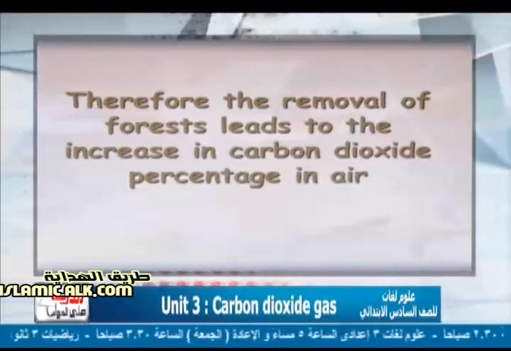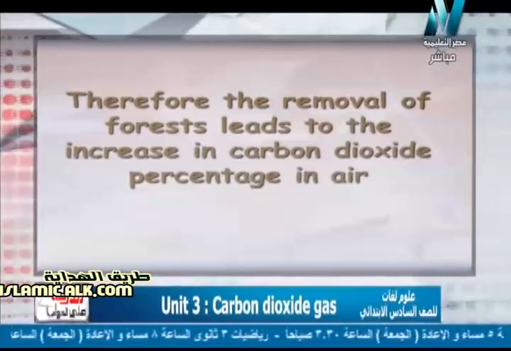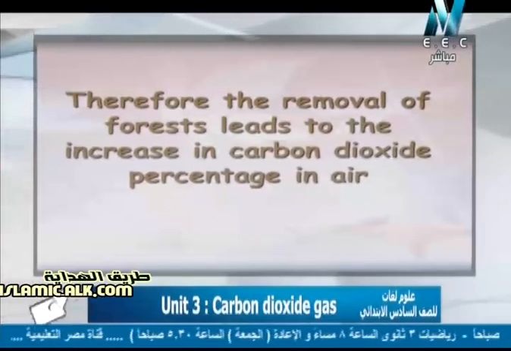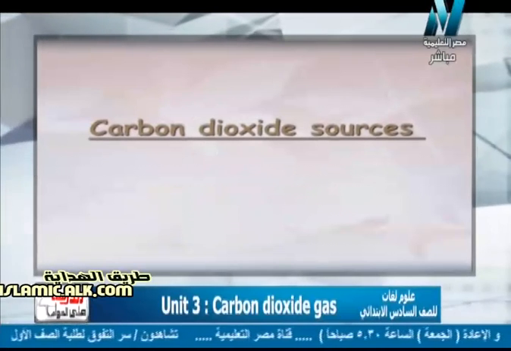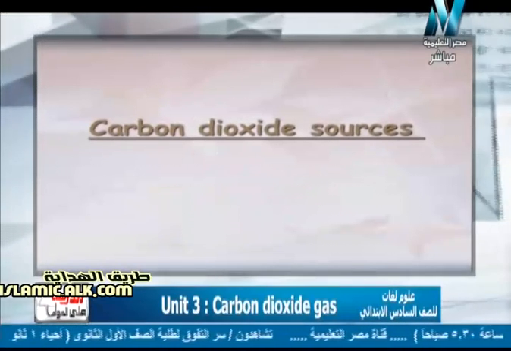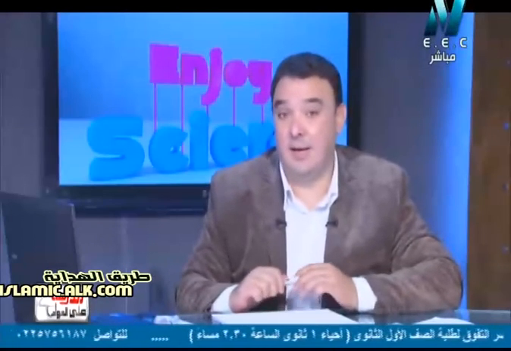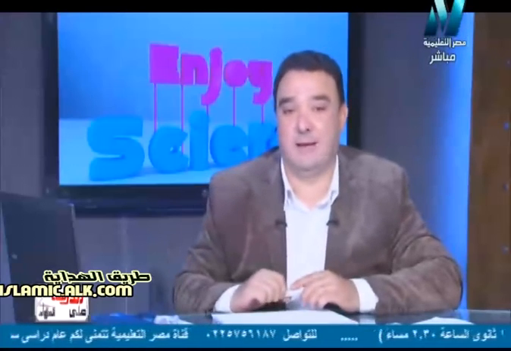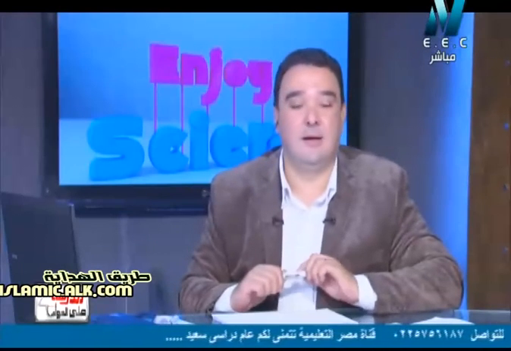احنا بصراحة مش محتاجينها. So again, therefore, the removal of forests leads to the increase in carbon dioxide gas percentage in air. So what are the carbon dioxide sources؟ هنا عايز اعرف كويس قوي الكربون دايوكسيد جاز بيجي منين؟ ايه هي مصادره؟ source يعني مصادر الكربون دايوكسيد. We have many sources of carbon dioxide and if we know these sources we can decrease the percentage of carbon dioxide gas. لو عرفت كويس قوي ايه هي مصادره ممكن اقلل الكربون دايوكسيد جاز.